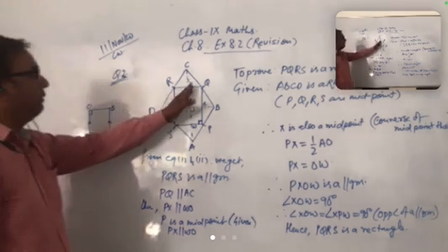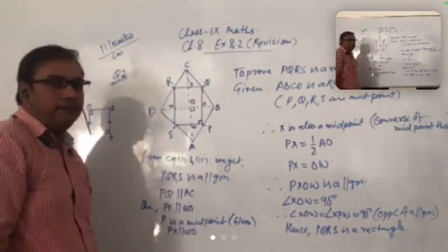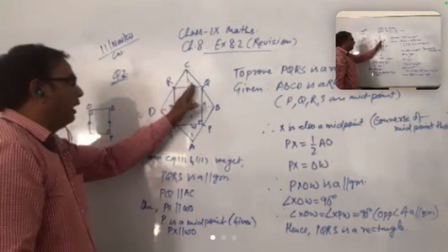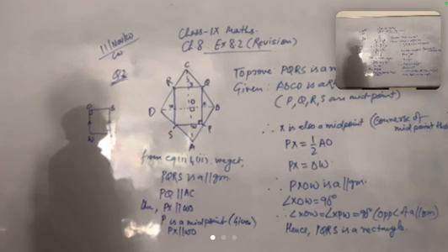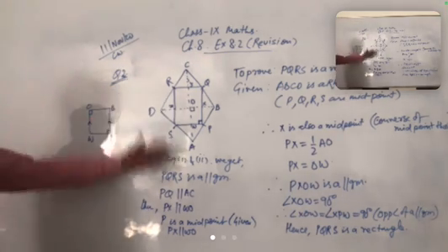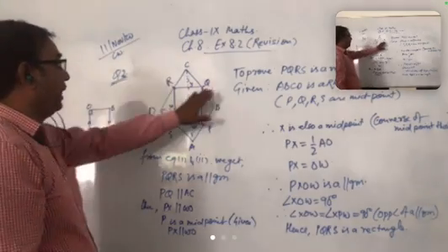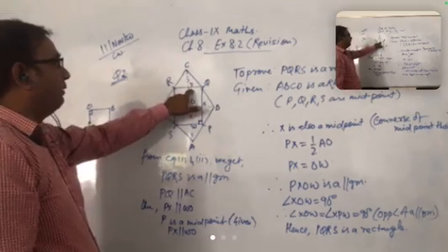How do you say that if R is the midpoint, then Y is the midpoint? Can you say that? Where? Tell me, I want to see. We know that Q is the midpoint, R is the midpoint. So we have to prove that Y is also the midpoint.